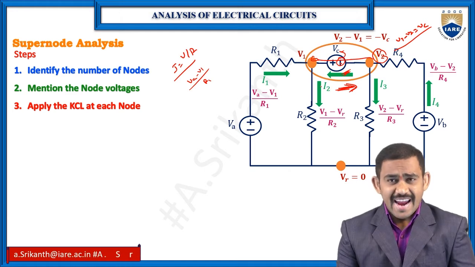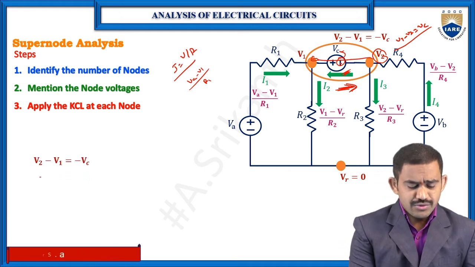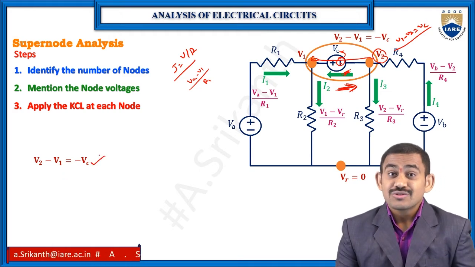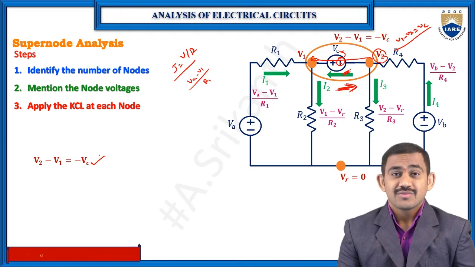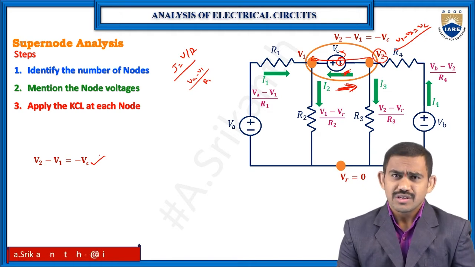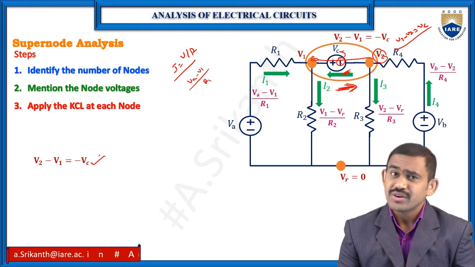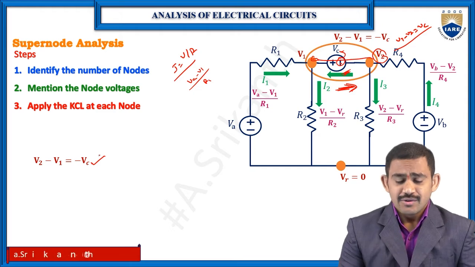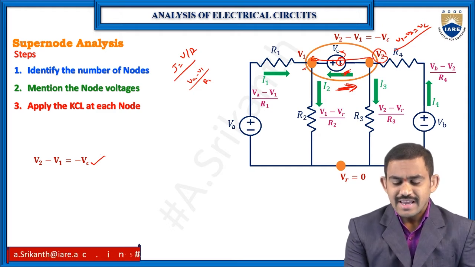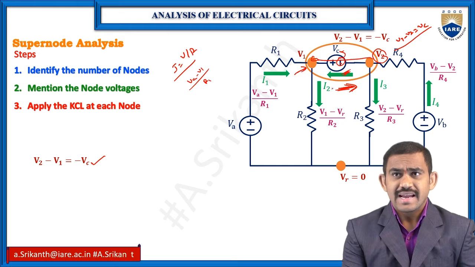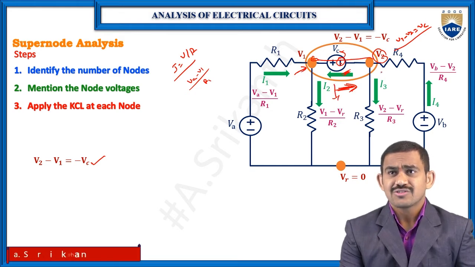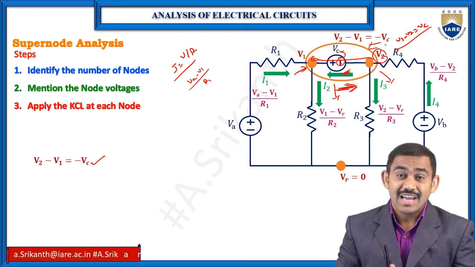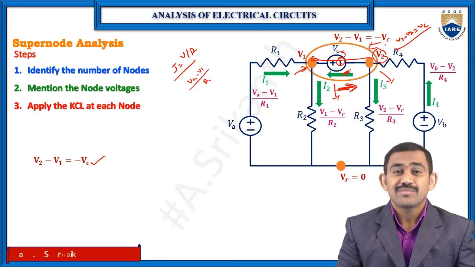Now, we'll write the equation for each node. So first, ideal voltage source equation is V2 minus V1 equal to minus Vc. Then I need to write the super node equation now. At super node, how many currents are incoming and how many currents are outgoing? Okay, just check it now. I1 is incoming, I2 is outgoing, I3 is outgoing, and I4 is incoming. So I1 and I4 both are incoming, I2 and I3 both are outgoing.